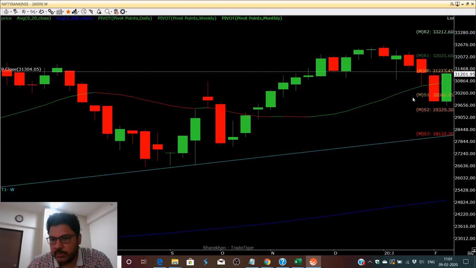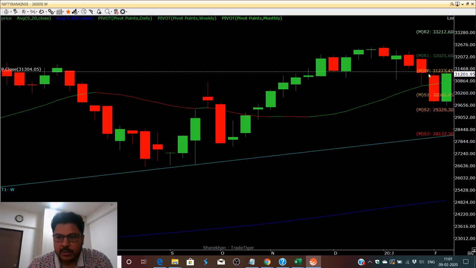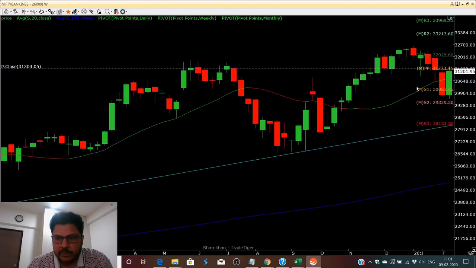So you can see the monthly support was respected, and from support it has taken a bounce. Now it is at a monthly pivot. So this will take some time for it to cross, but it is definitely bullish. If the pattern fails, your stop loss will be hit. It's not necessary that all patterns work 100% of the time, but looking at the overall trend, because our trend line is intact on a monthly time frame, weekly also bullish, the price is above the 20 period moving average, so we can expect it to go up. That is our theory.